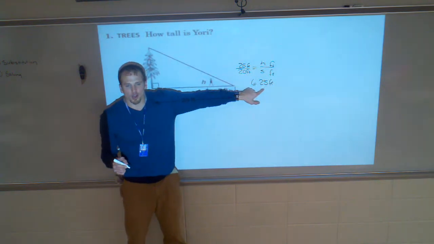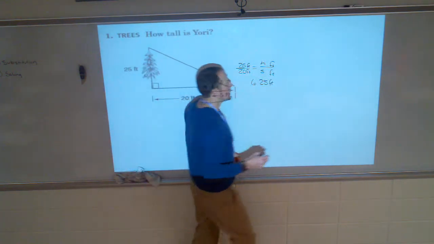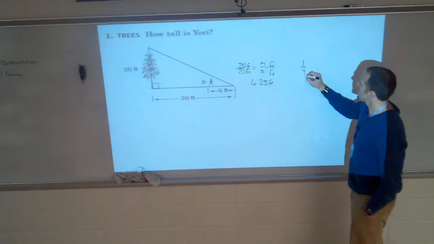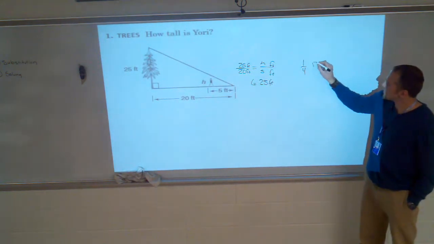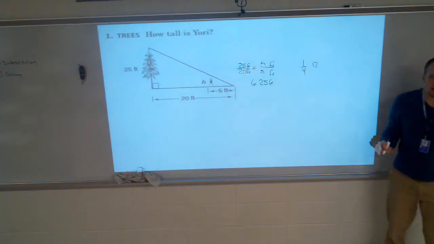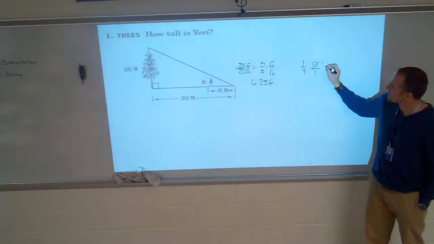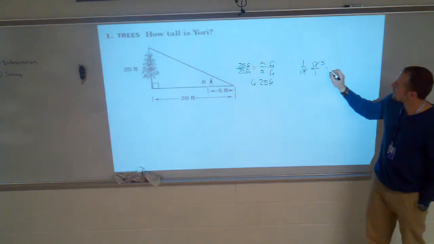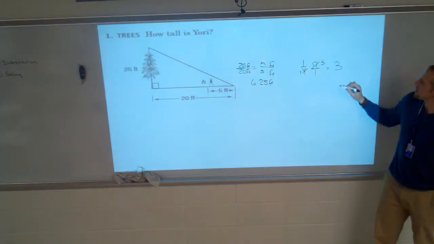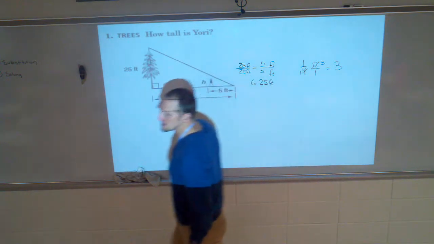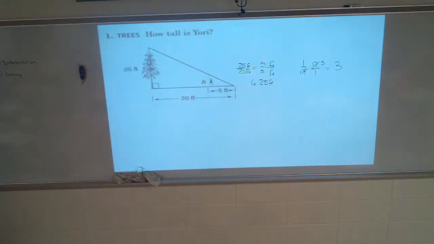All right? 0.25 feet. 0.25 is 1/4. There's 12 inches in a foot, so I've got 1/4 times 12. To multiply, just go across, reduce before it's a lot. 12 and 4 is 1 and 3. That is going to be 3 inches. So he is 6 feet 3 inches tall.